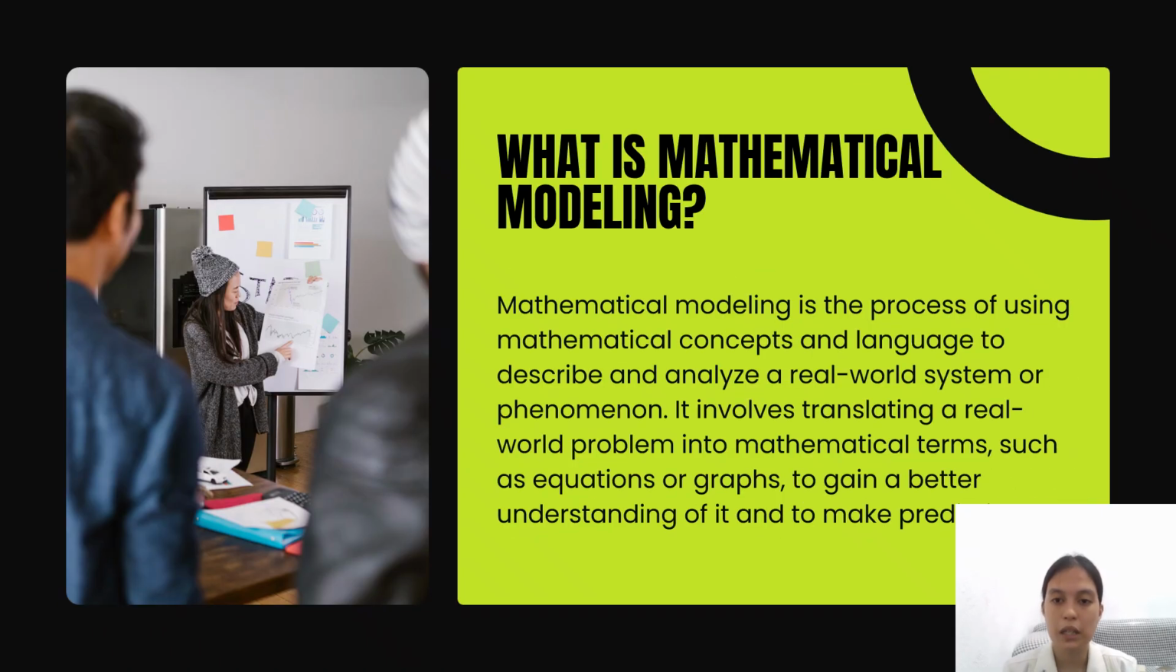So, what is mathematical modeling? Mathematical modeling is the process of using mathematical concepts and language to describe and analyze a real-world system or phenomenon. It involves translating a real-world problem into mathematical terms such as equations or graphs to gain a better understanding of it and to make a prediction.